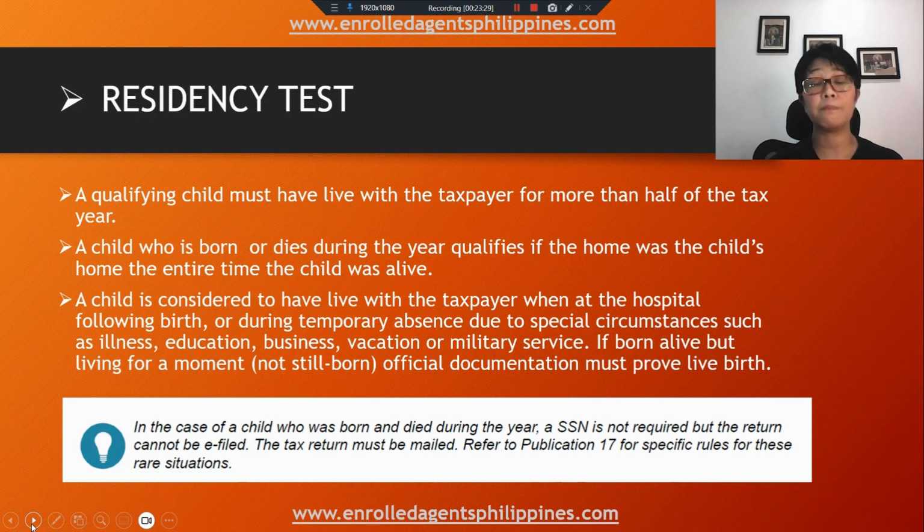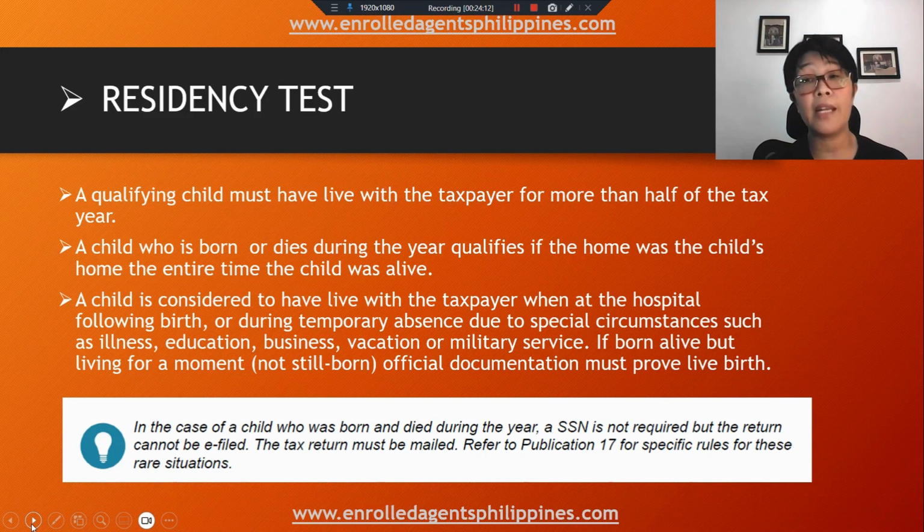No? Yung stillborn kasi, kumbaga parang patay na sa sinapupunan pa lang. So, nung pinanganak patay. So, hindi na qualified yun. No? Hindi siya makukonsider as a qualifying child. Okay? Ang pwedeng gawin doon ng mga tax preparer, no? In the case of a child who was born and died during the year, so syempre hindi makakasecure yan ng Social Security Number or SSN. An SSN is not required but the return cannot be e-filed. The tax return must be mailed. So for more info, you can refer to Publication 17 for specific rules for this rare situation.